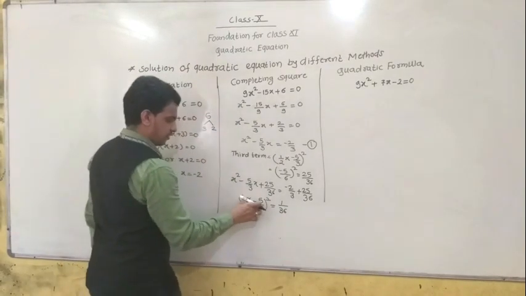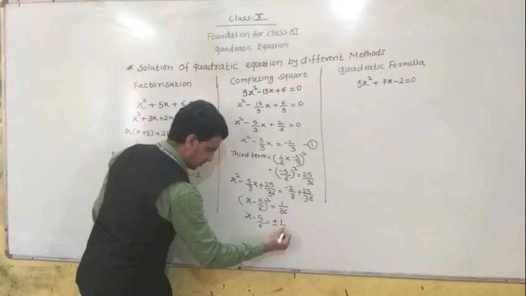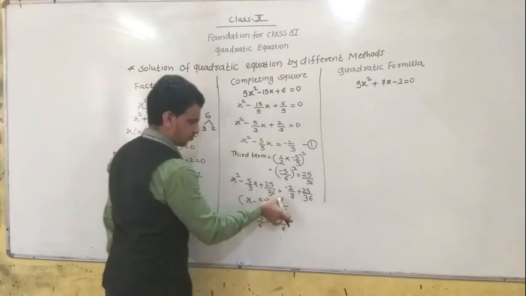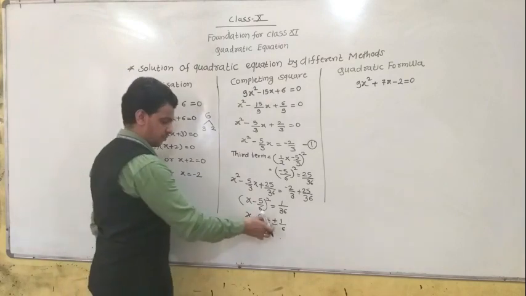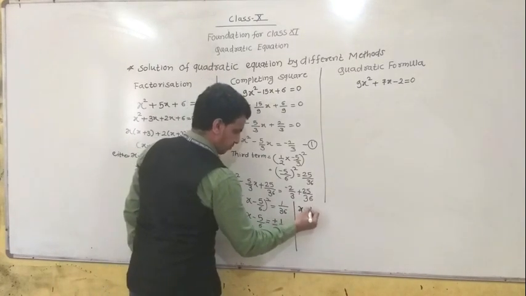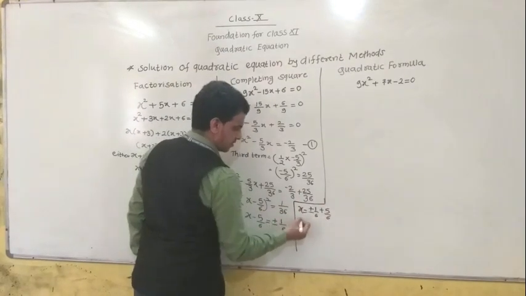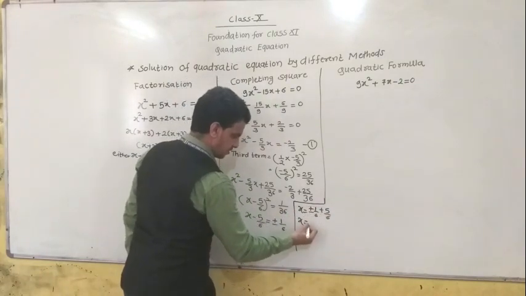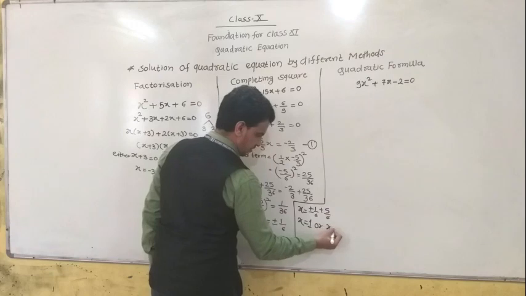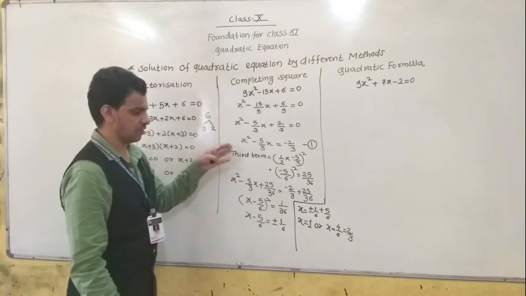Now if we take square root on both sides, so x minus 5 by 6 is equal to plus minus 1 by 6. When we take square root, there are two roots. Plus means here 1 by 36 is there, so square root of 1 by 36 is plus 1 by 6 or minus 1 by 6. Now minus 5 by 6, if we shift here, we will get x is equal to plus minus 1 by 6 plus 5 by 6. So if we take plus 1 by 6, then 5 plus 1, 6, 6 by 6 is 1. Or if we take minus 1 by 6, then 5 minus 1 by 6, that is 4 by 6. So x is equal to 4 by 6 or 2 by 3. So roots are 1 or 2 by 3. This is by using completing square method.